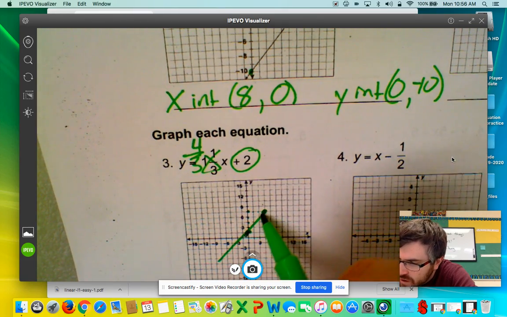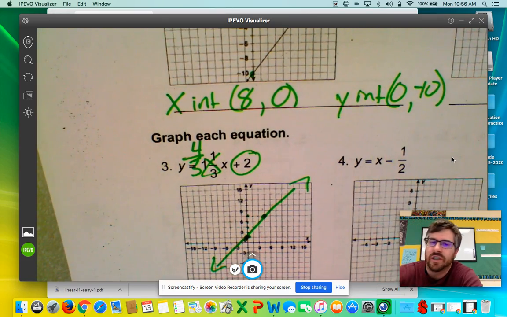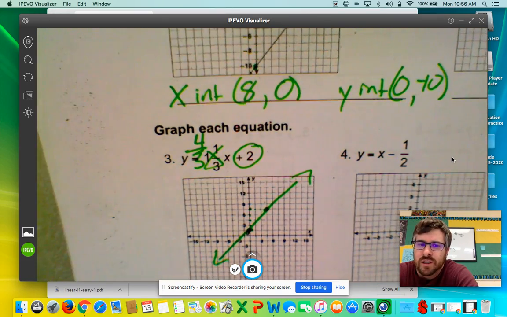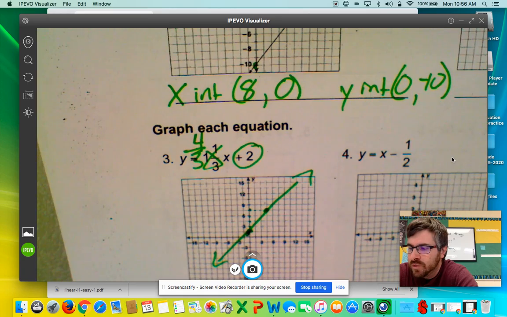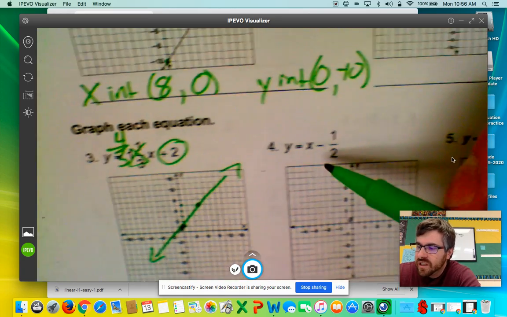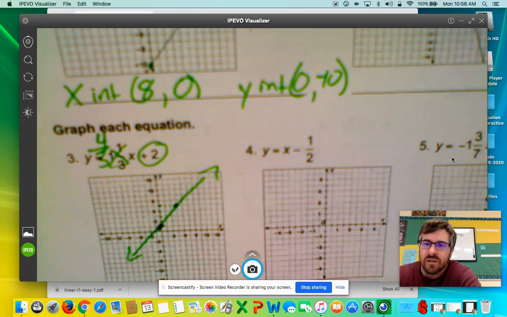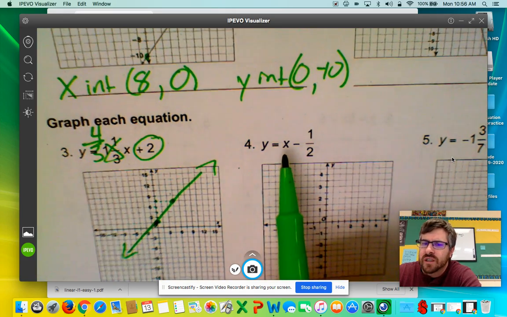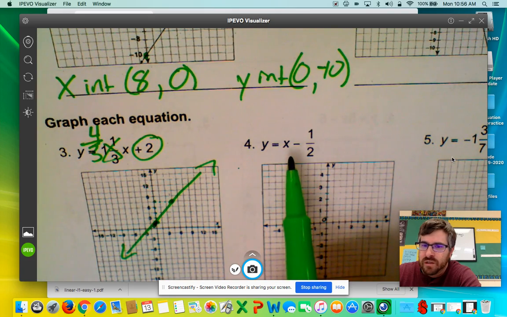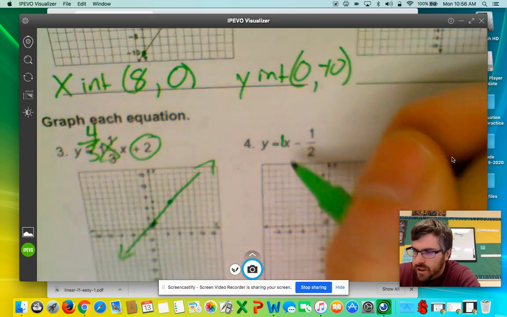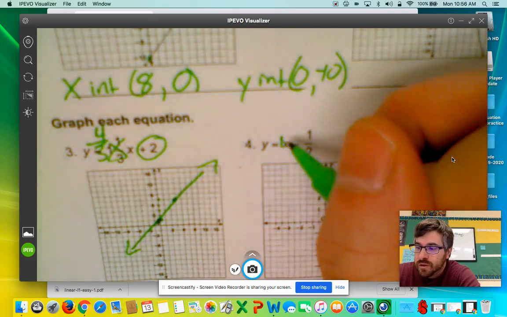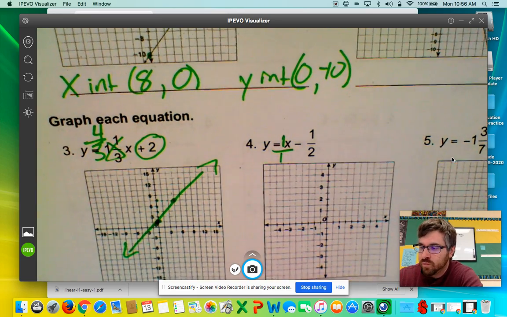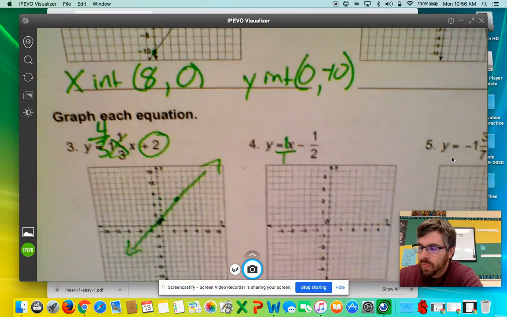Got 2 points. As soon as you have 2 points, you can draw your line if you want. Or if you want to be better at it, you can draw more. But that's it. Find the x, find the y, and you're good. Ooh, what do you do when you just have an x? What invisible number is in front of it? A 1. And if it's a whole number, we got to make it over a 1.